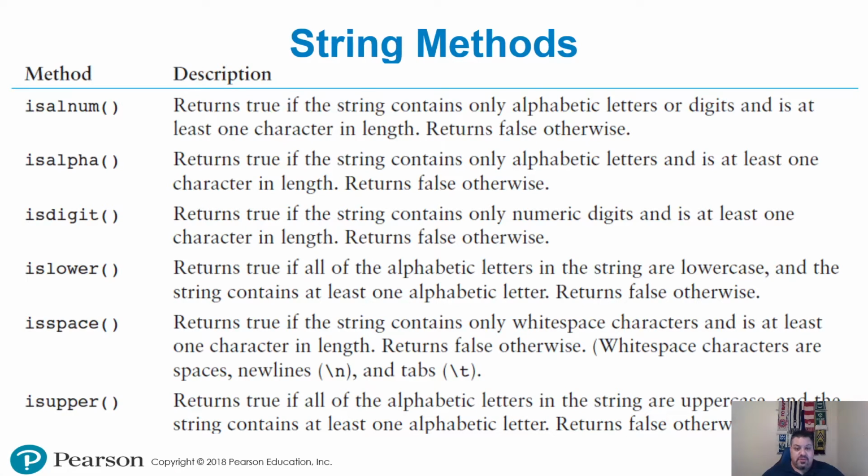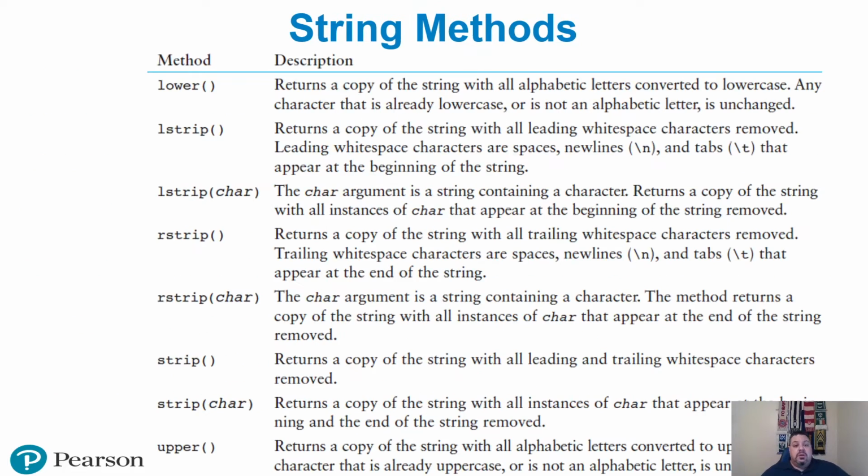All right, so those are the first few. These are all methods. Again, you call them with the dot notation. So my string name dot one of these methods. And these are all true-false methods. There's a few more here. So some test, like the ones we just had, others modify. And I'll use the word modify very loosely, okay?